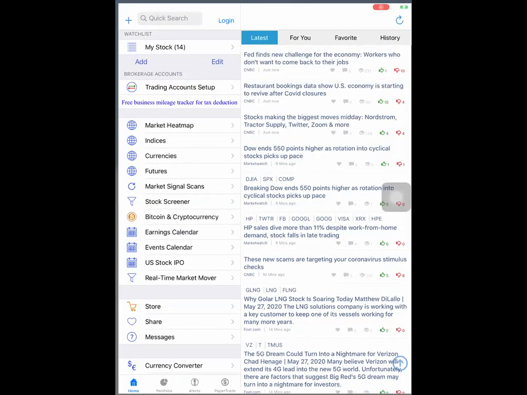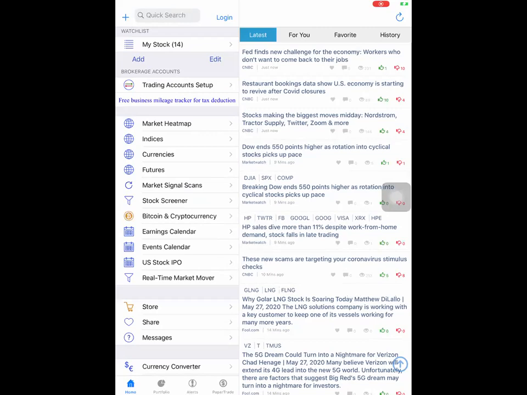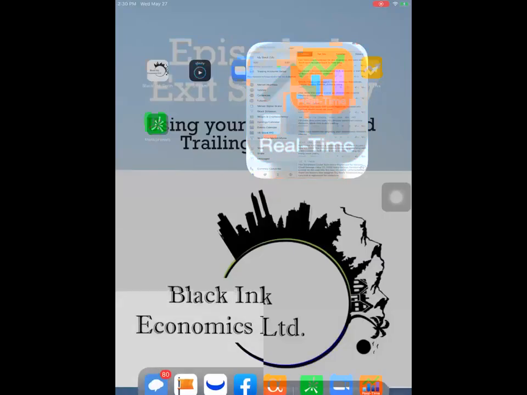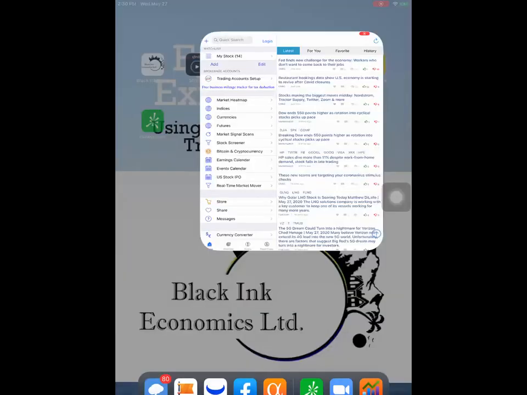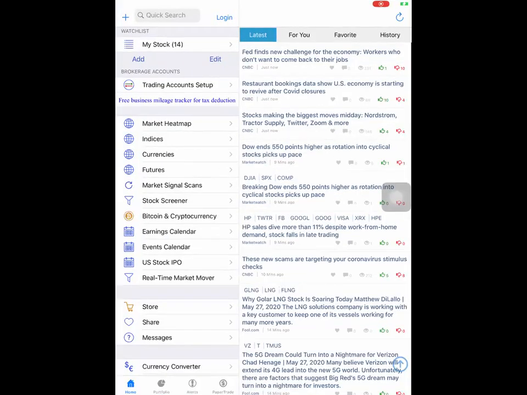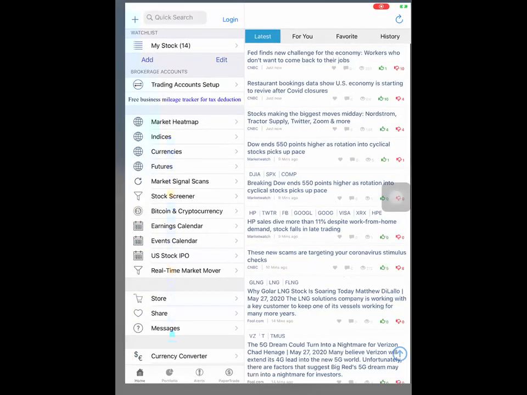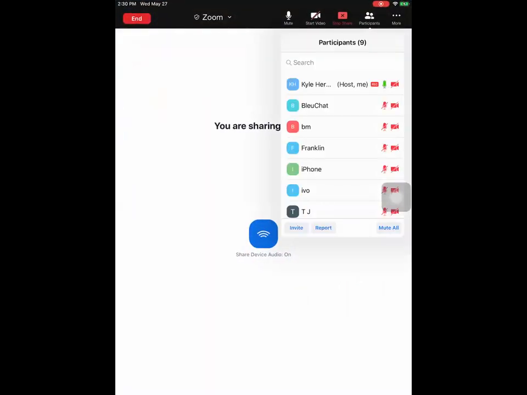So this is Stocks Tracker, and this is what the app looks like. Top right, orange box, green chart. And let's just see what we got.